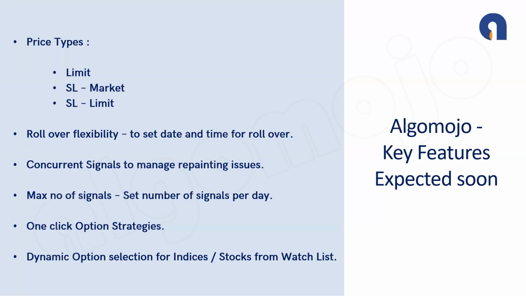Then concurrent signals. We have seen many cases where multiple signals get generated, because of issues in the code or the design of the strategy, say multiple buy orders or multiple sell orders. We are trying to build a feature which will help you take the first signal. For example, if a buy comes and gets executed, it will next take only the signal of sell. Even if multiple buys are coming in, it will ignore them.